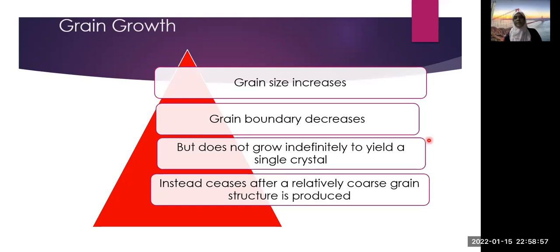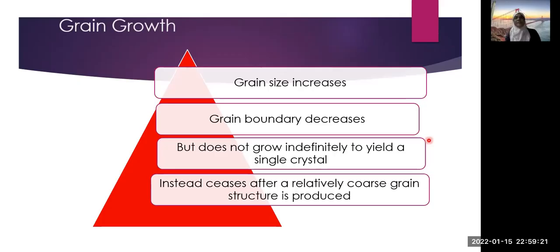Now these grains have to grow in size. That is called grain growth. In grain growth, the grain size increases and the grain boundary decreases. Because of the increase in size, there's a significant decrease in the grain boundary. However, the size does not increase to an extent that you get a very big crystal.